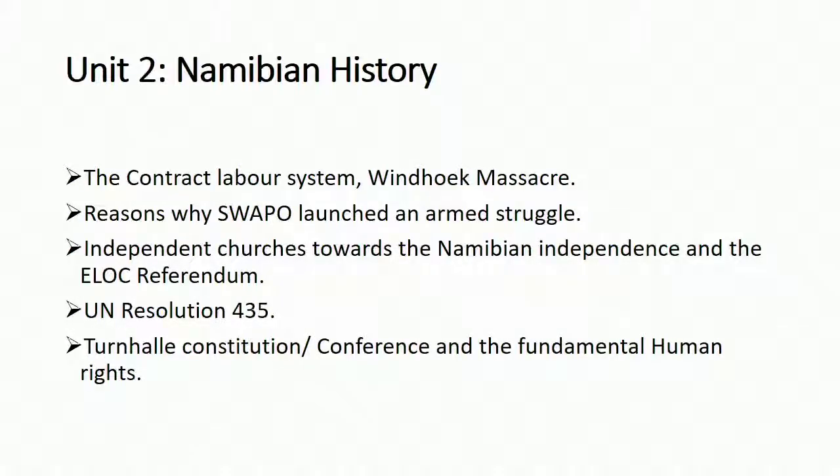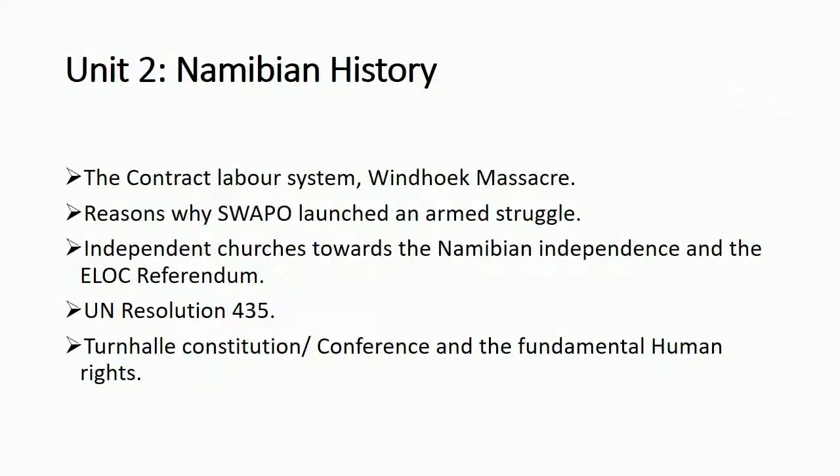A liberation struggle is any means, either peaceful talks, demonstrations, fighting, whatever, to liberate the people. Now, here we are talking of a specific part of the liberation struggle, which is armed struggle, when people have decided to make use of weapons to liberate the Namibian people. You must be able to give these reasons why SWAPO decided to take up arms to liberate people from colonialism.